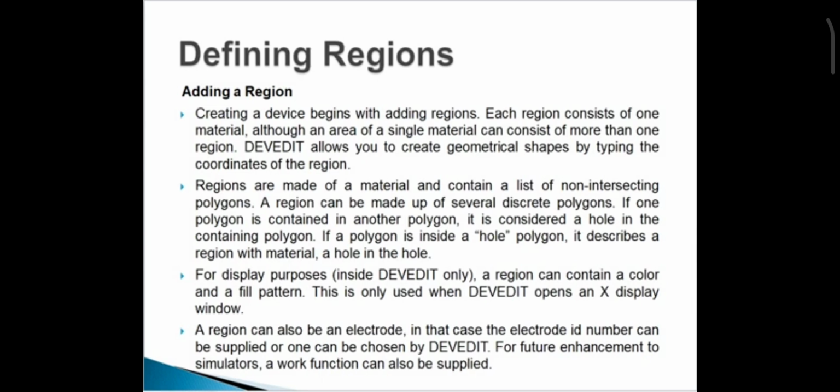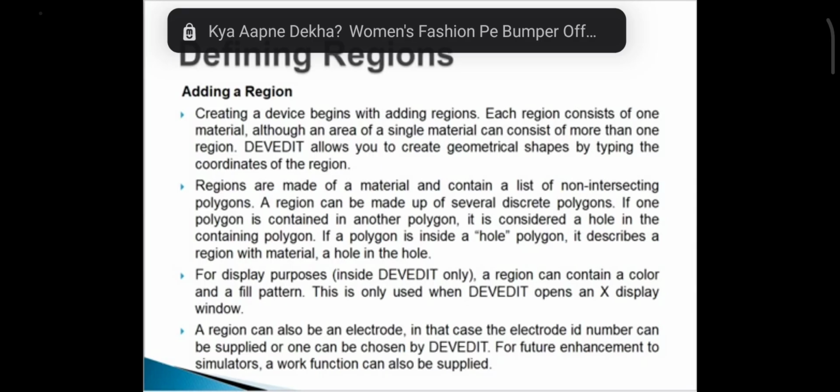For display purpose, a region can contain a color and a fill pattern also. With the help of generic parameter, I will define the color of the region and a fill pattern of the region also. This is only used when DevEdit opens an X display window. Next point, a region can also be an electrode region. In that case, the electrode ID number can be supplied or one can be chosen by DevEdit. For future enhancement to simulators, a work function can also be applied to the region also.